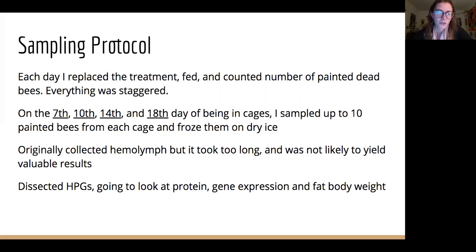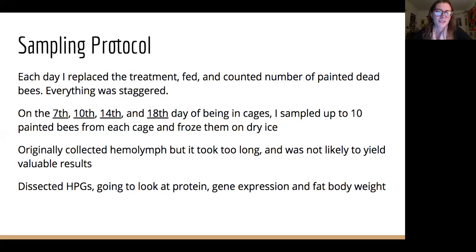So it ended up being quite a lot of work per day, even though when I designed the experiment, it didn't seem like it was going to be that much work, because I thought, I'll only come on the 7th and 10th and 14th day, but it ended up being a lot more than that. You also don't realize how much work feeding 60 cages is going to be. It seems like, oh, I'll just go in and feed them, but then you end up being there all day because the bees would try to escape and it was just a mess.